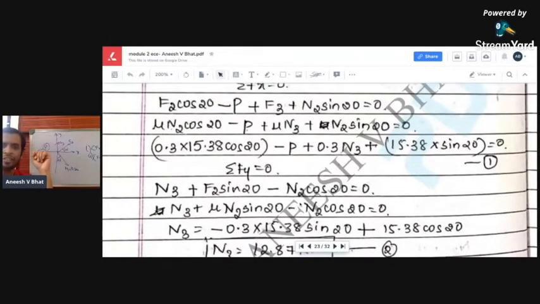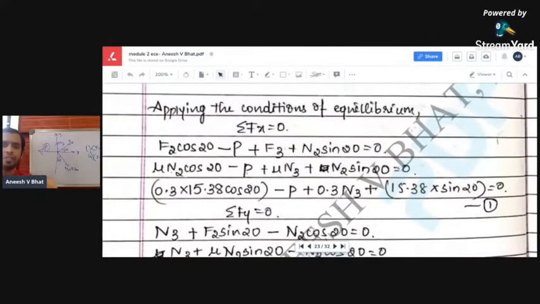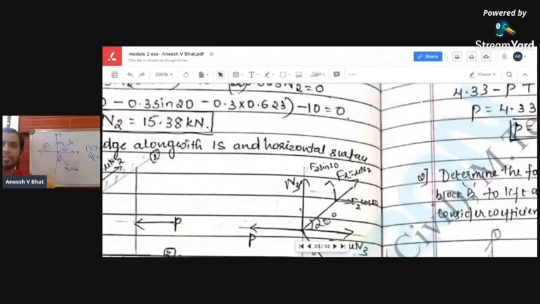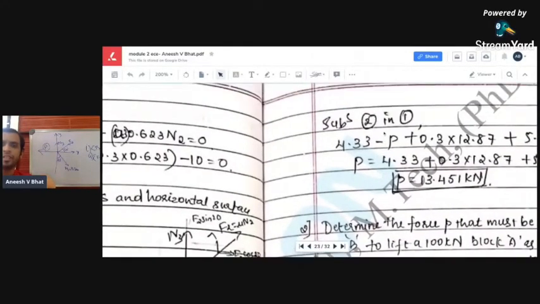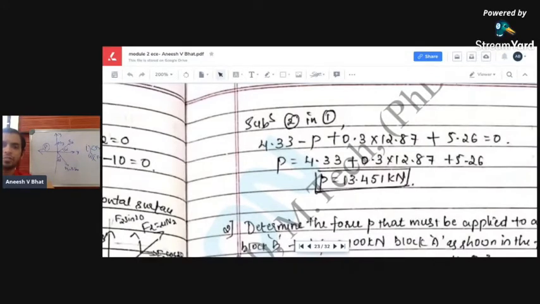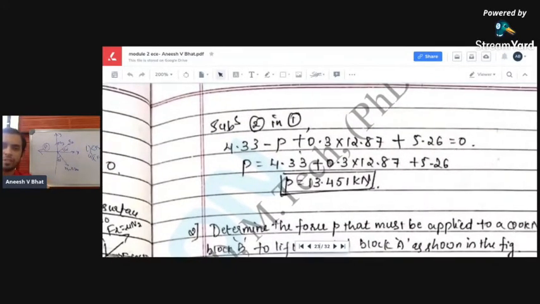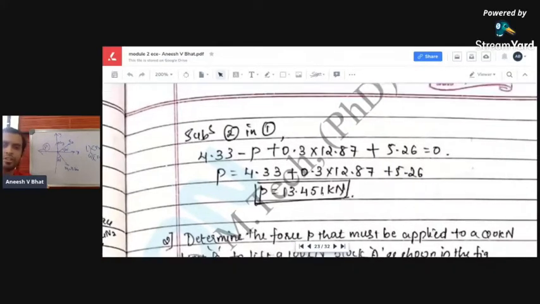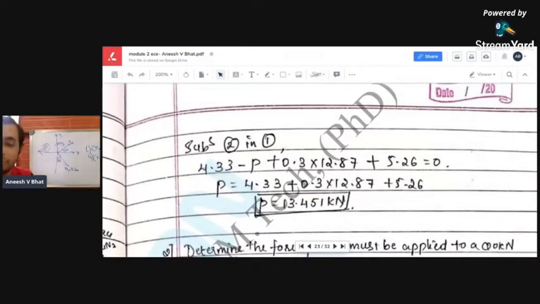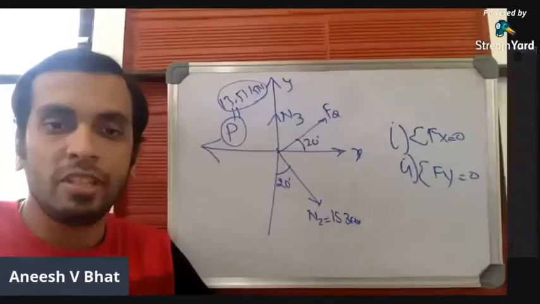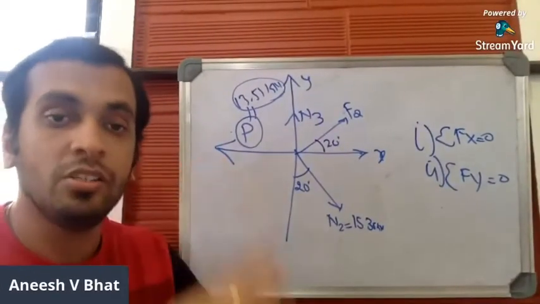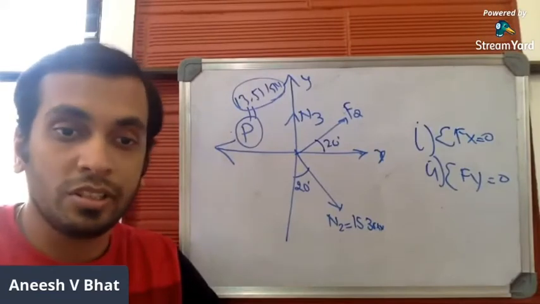Once you get the value of N3, substitute the value of N3 in equation 1 to get the value of P, which is the only unknown. So P is 13.51 kilonewton, which is the unknown which we need. Ultimately, in every problem, you'll be finding the value of P, which will be the unknown force. So we got the unknown force as 13.51 kilonewton.